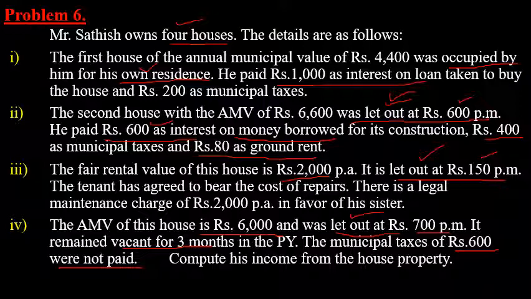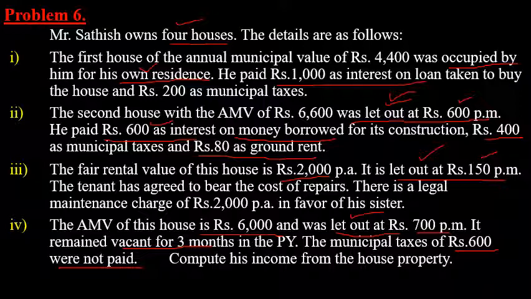He can use at the maximum two houses for residential purpose. If more than two houses are used for residential purpose, then we have to find out which properties are to be considered as self-occupied and which as let out property. I have explained that in the previous classes also. Here there is no such problem. Out of the four houses, one house is self-occupied and three houses are let out property.